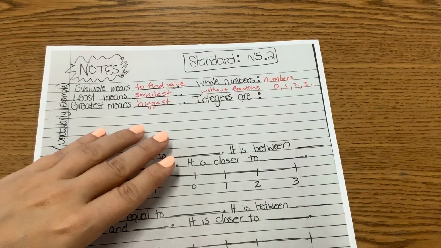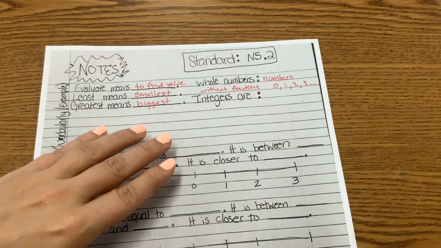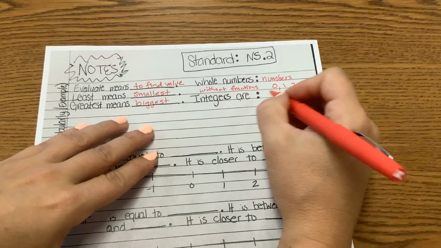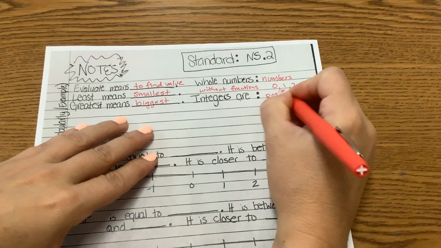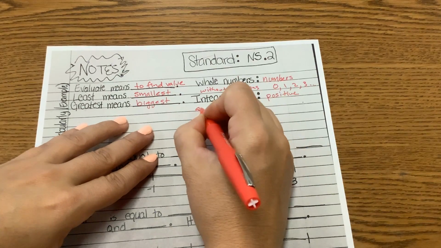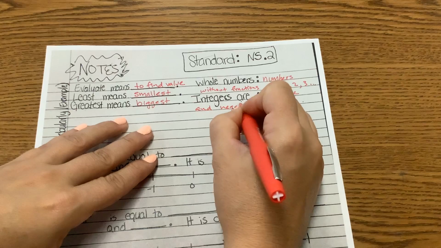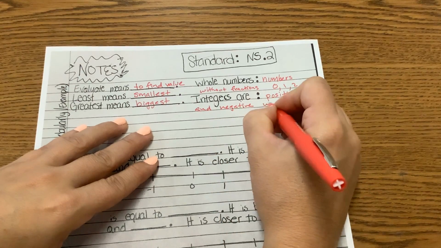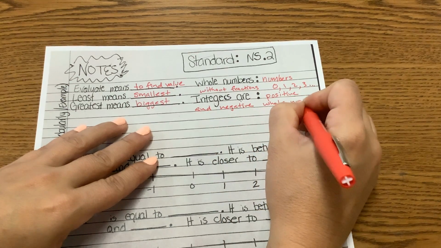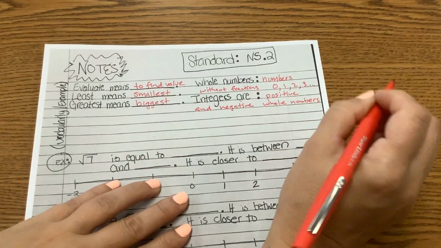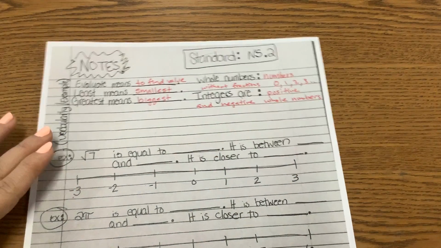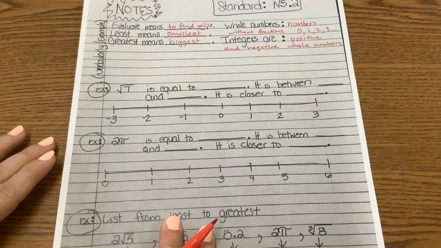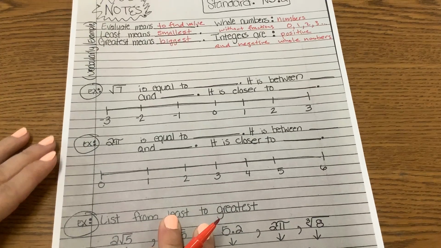Integers are whole numbers that include the positive and the negative version. So it's all positive and negative whole numbers. Okay, and so we're going to move on to our examples.